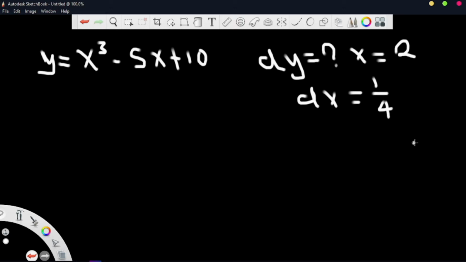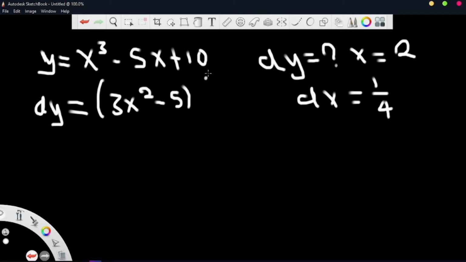So if I'm going to solve such a problem, this is what I'll do. I'm going to say dy, and then I'm going to differentiate this. So when I differentiate this, I'm going to get 3x squared, and then here I'm just going to get a negative 5, and then when we differentiate 10, obviously we're going to get a 0, and then all this will be multiplied by dx.